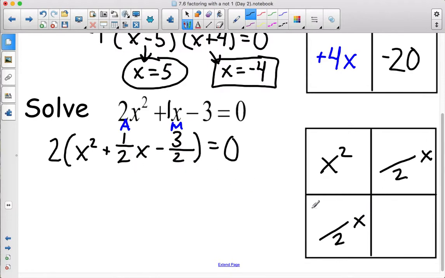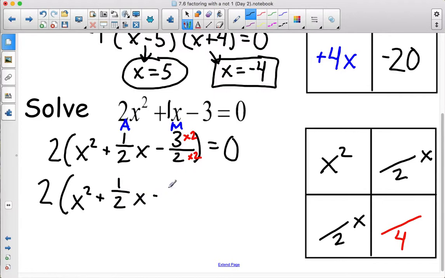But the problem is, when I add up halves, I still get halves, but if I multiply halves times halves down here, I'm going to get fourths. So I need to adjust this piece down here to be in terms of fourths. So how do I get negative 3/2 to be fourths? I need to multiply the top and bottom by 2 to make the correct adjustment. So I'm going to have 2 times the quantity x squared plus 1/2 x minus 6/4. Now I have correctly adjusted for it, so I can go over here and put this 6/4 there.